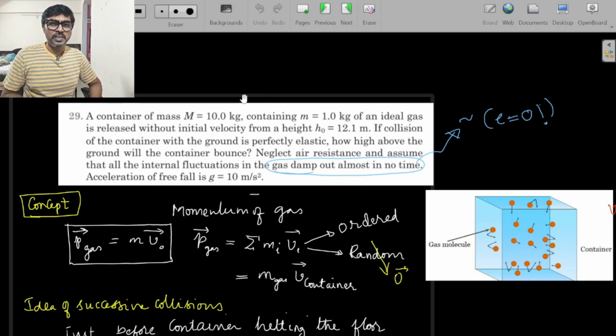Hello everyone, welcome back to one more interesting question on collisions taken from Pathfinder again. This is simple but useful for JEE examination.